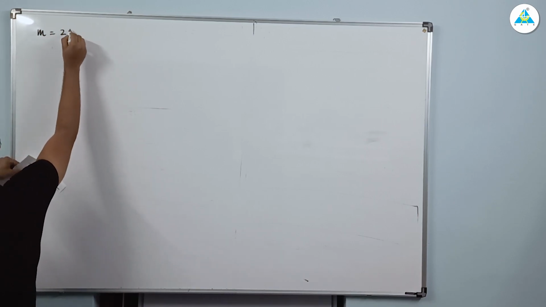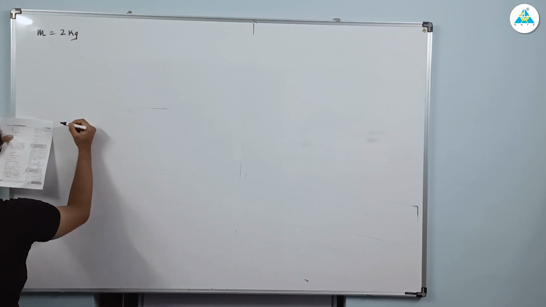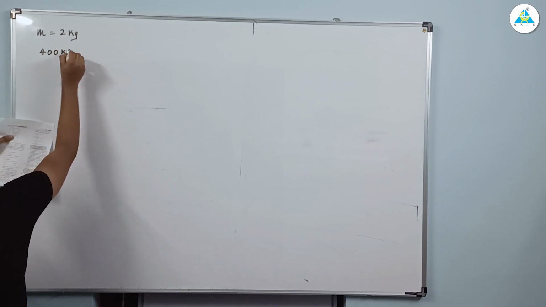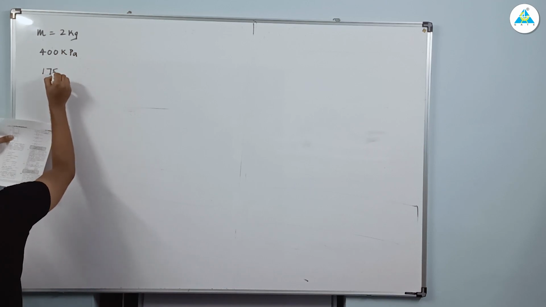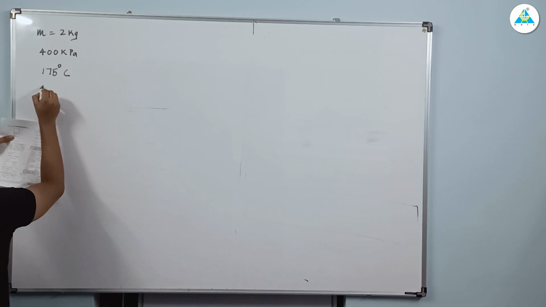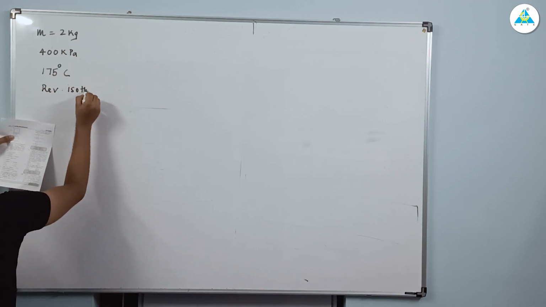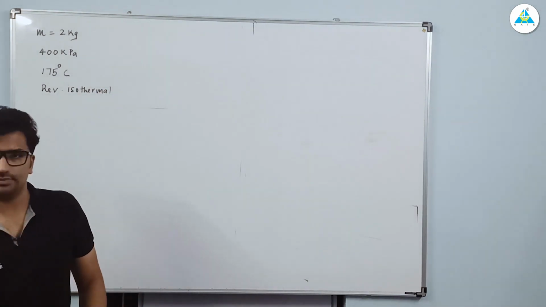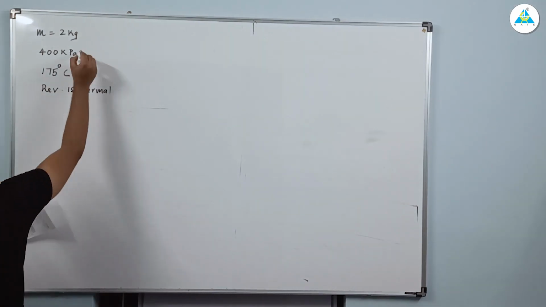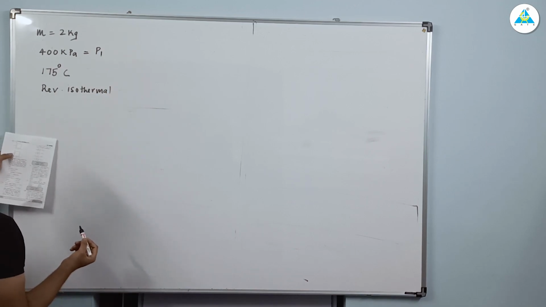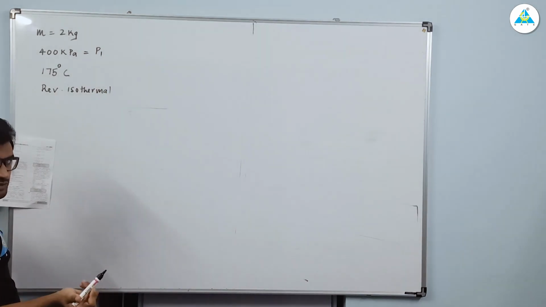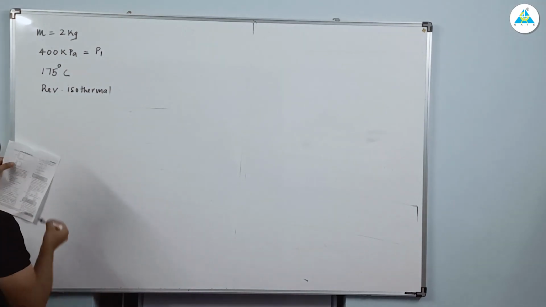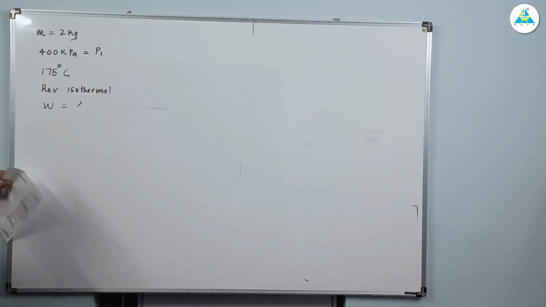Mass is 2 kg, no doubt. In a piston cylinder device at 400 kilopascal, so pressure is 400 kilopascal, and temperature is 175 degrees Celsius, undergoes a mechanically reversible isothermal compression. So the meaning of isothermal compression is that this 175 degrees Celsius is going to be constant, no problem, right? To a final pressure, so P1 is the initial pressure, to a final pressure such that steam becomes just saturated. So we don't know what P2 is, but it is saturated steam. You need to find what is the work done, right? What is the work done, right? So this is what we need to find. Clear? Up to this is fine.